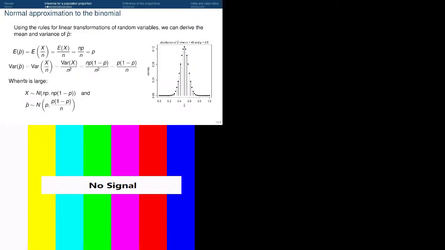So if you agree that when n is large, X follows a normal distribution, then we can also say that p hat will approximately follow a normal distribution, with mean the population parameter and variance p times 1 minus p on n. Okay, so we can use the fact that this p hat very closely follows a normal distribution to work out some probabilities, to calculate confidence intervals, and that is what we're about to do.